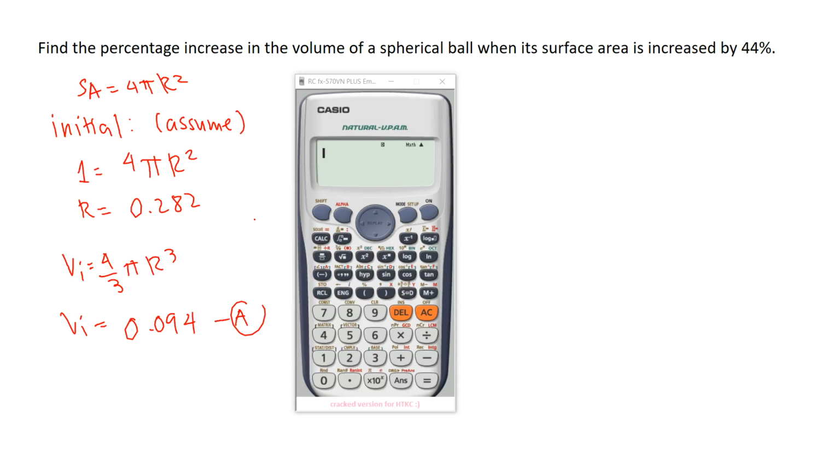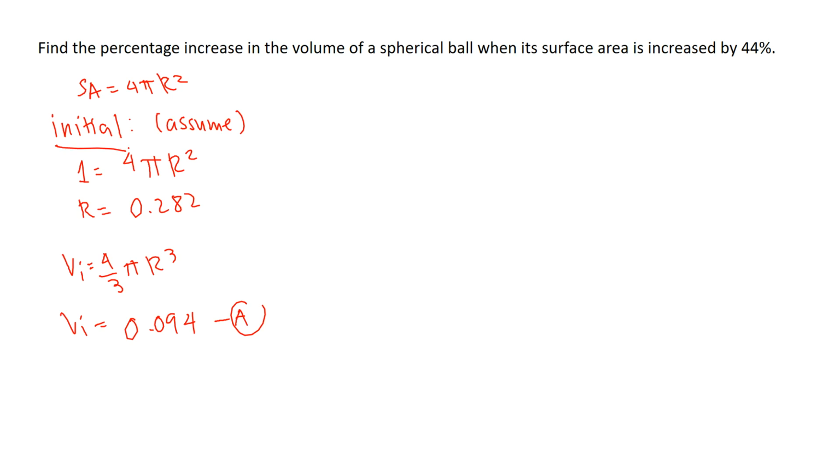Alright, that is the initial condition. What is your final condition? The final condition is when your surface area is increased by 44%. Meaning, if my initial surface area is 1, what is the final surface area after increasing it by 44%? It is 1.44, since it is increased by 44%. What I'm doing is just assuming values, class.